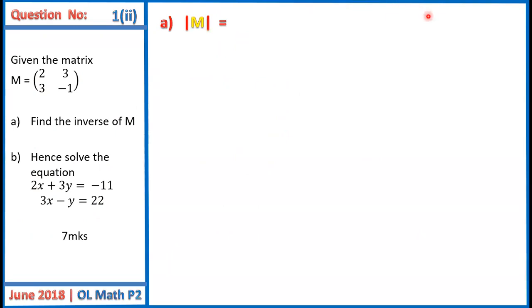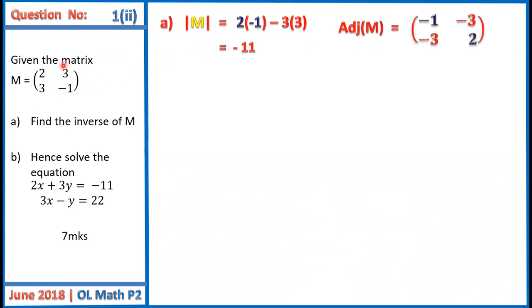So we just follow the procedure which I have just explained above. The determinant of m is this, that is product of leading diagonal, 2 times minus 1 minus 3 times 3. That's going to give us negative 11. Now the adjugate is to swap the positions of the leading diagonals. So we have minus 1 and 2 now, and change the signs in front of the off diagonals.